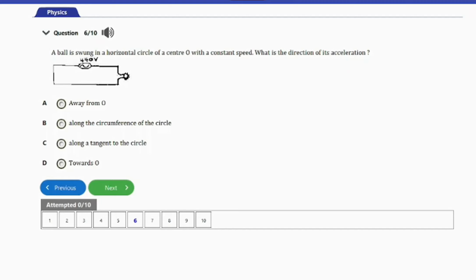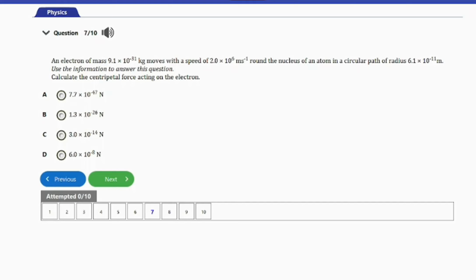What is the direction of its acceleration? So guys, when you swing a ball about a center at a constant speed, the ball tends to move towards the center, and that's towards O here. So option D here is the answer to this question. Let's go ahead and consider the next question, guys.